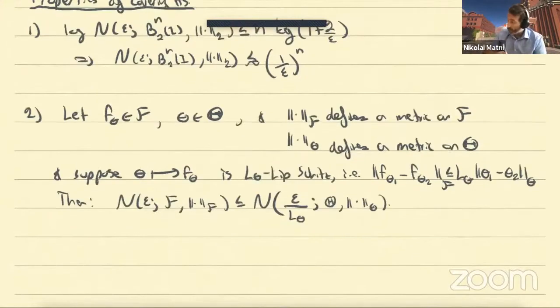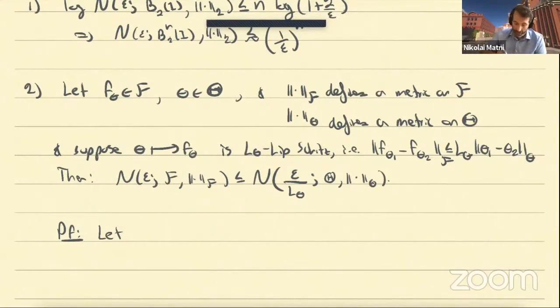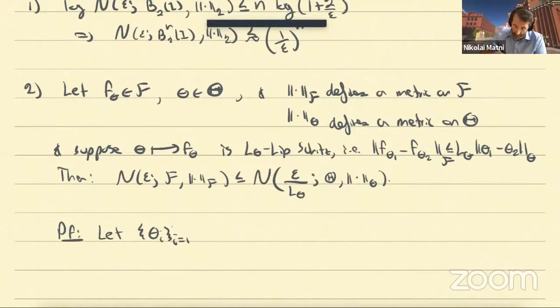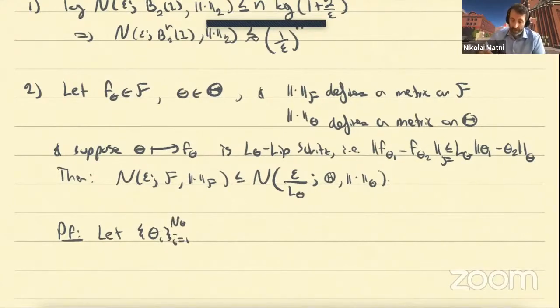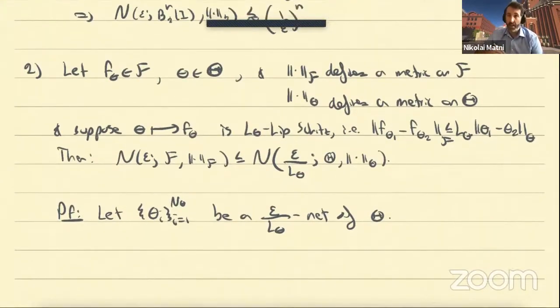So let's see how we go about proving that. Let's start by constructing an epsilon over L theta net of the underlying space. I'm going to pick theta_i, for i equals 1 to n theta, where n theta is essentially this covering number up here, to be an epsilon over L theta net of theta. So I'm starting off with this finer gridding in the ambient space, and what I'm going to show is that I can use these theta_i's to construct a suitable epsilon net in the function space F.